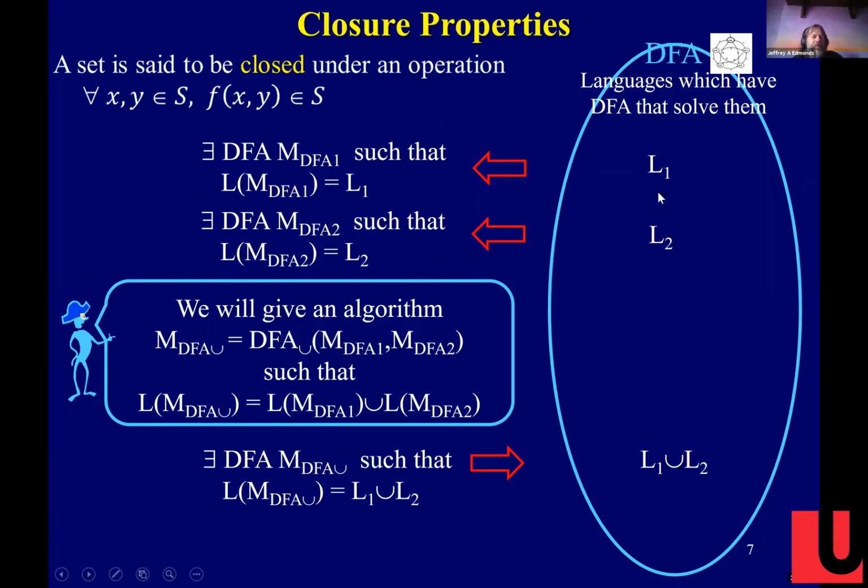You give me two languages that can be done by DFAs. If they can be done by DFAs, then there exist these DFAs that do them. And now what we're going to do is have an algorithm that takes as input two DFAs. Here's one DFA, here's another DFA. And what it returns is a third DFA. And the language of the third DFA is the union of the language of the first DFA and the language of the second DFA. All right, is that making sense? Everybody good?